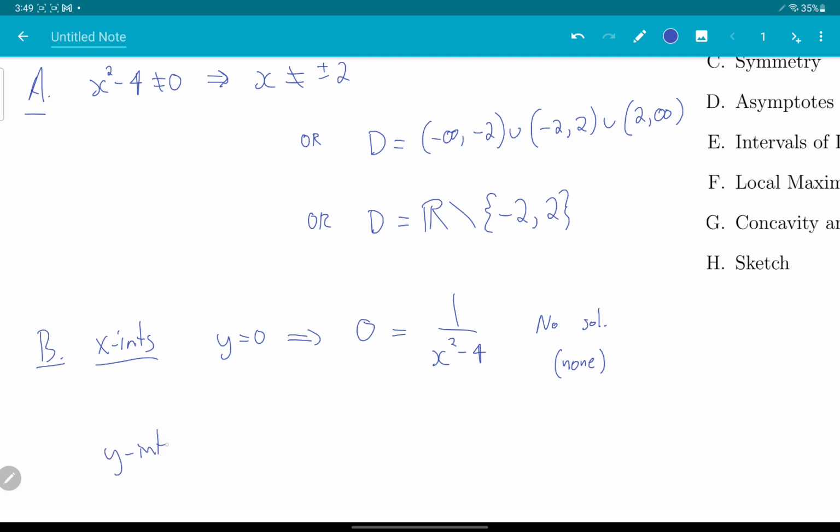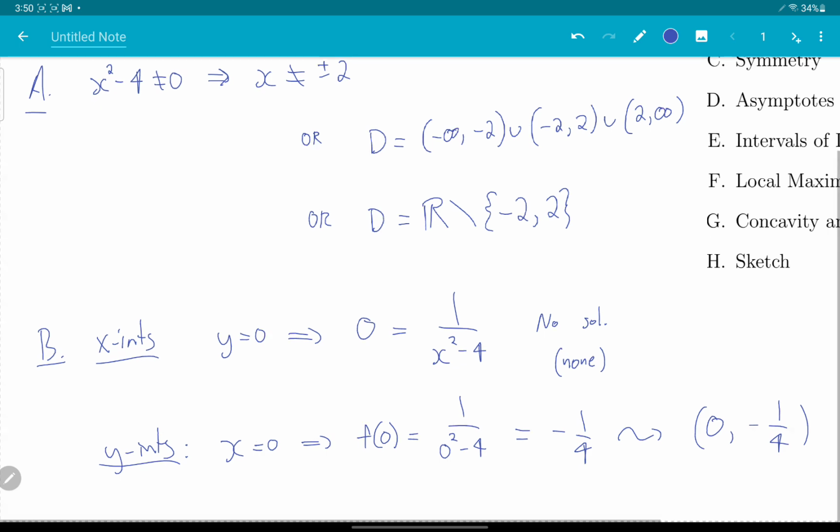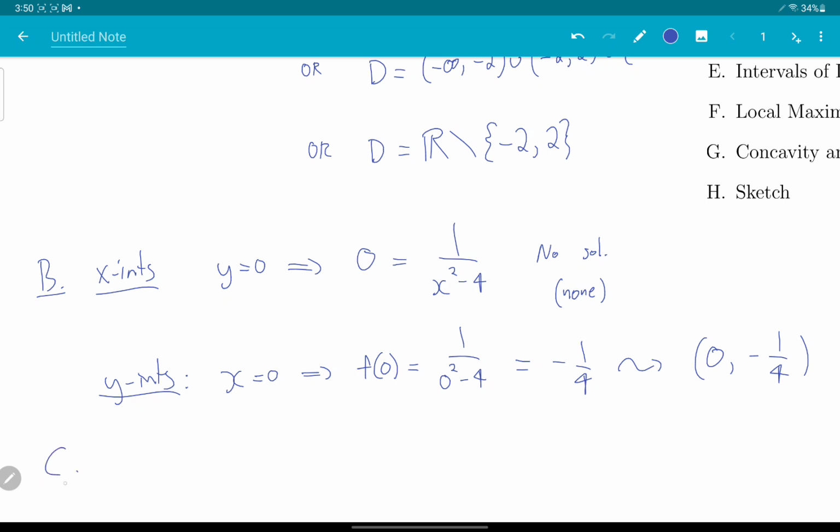Y-intercepts. Here we set x equal to 0. And then the function evaluated there would be 1 over 0 squared minus 4, which is negative a quarter, giving me this point, 0, negative a quarter. So that's a point that I will be plotting later. It will come in very handy. Part C, symmetry. This one will have symmetry. You can use that if you want to, but as usual, I will skip that.